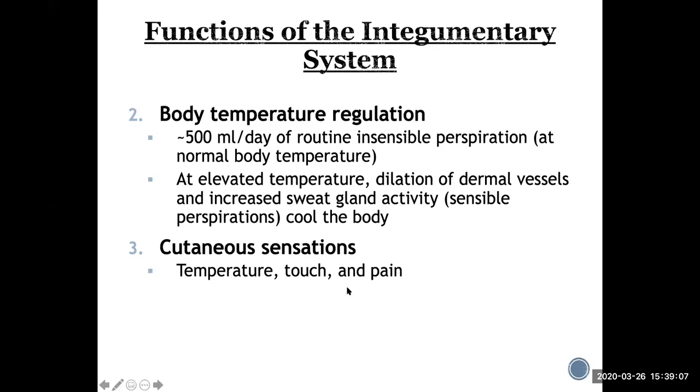Also, cutaneous sensations, super important, right? Our skin, our integumentary system, lets us feel and interact with our external environment. Depending on the type of sensory receptor in the skin, which I don't think I included the different types of sensory receptors in the skin. Then you don't have to know them. You don't have to know the different types, just know that they exist.